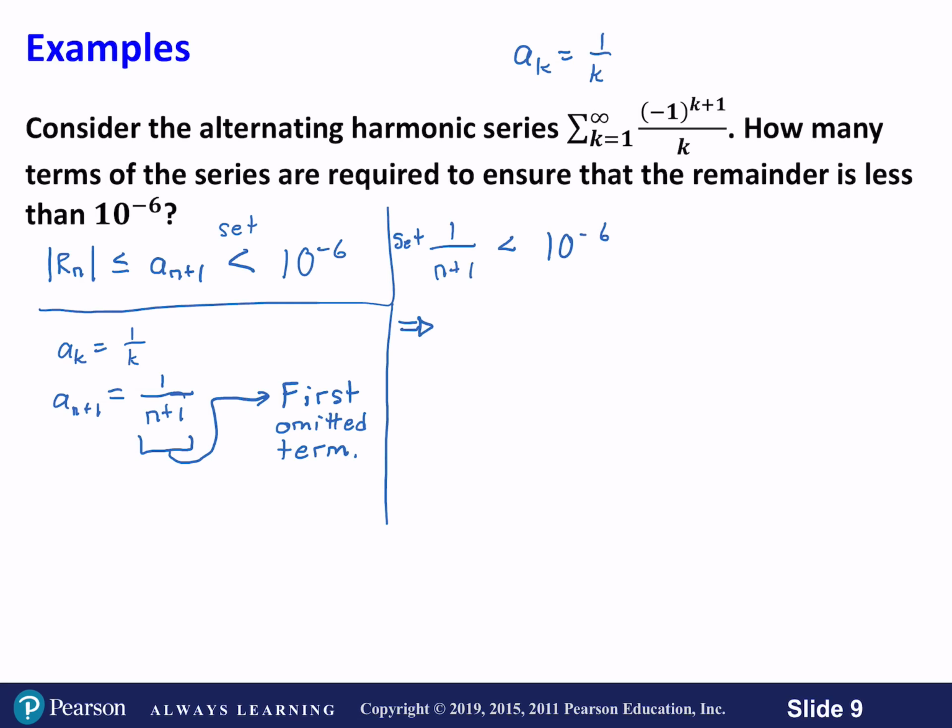Okay, so once again, I use this arrow notation to go from one inequality to another inequality. So I can invert both sides. If I invert both sides, I have to flip the inequality. So 1 over 10 to the negative sixth is equal to 10 to the sixth. And then if you subtract 1 from both sides, you get that n must be greater than 10 to the sixth minus 1. 10 to the sixth minus 1 is just 999,999.